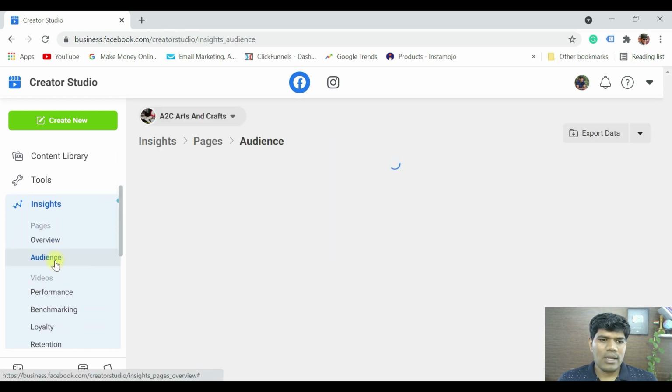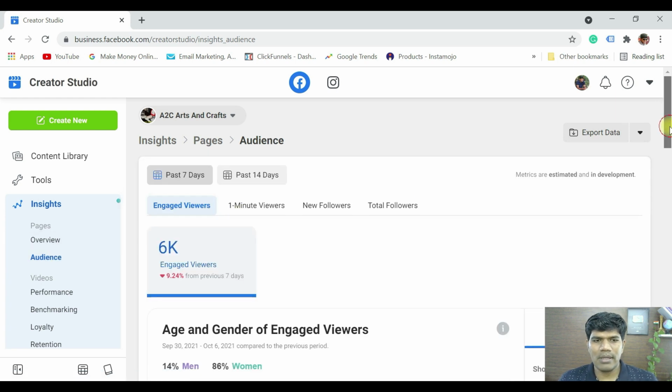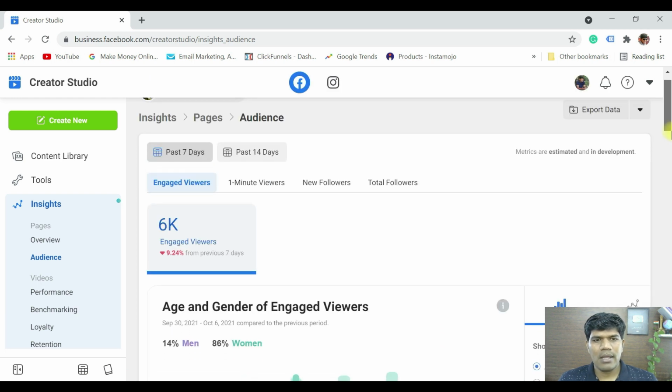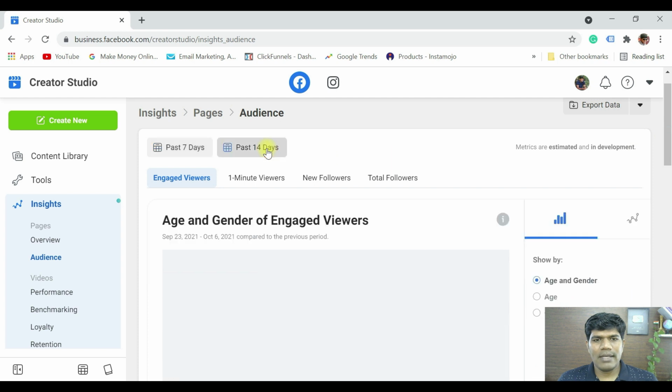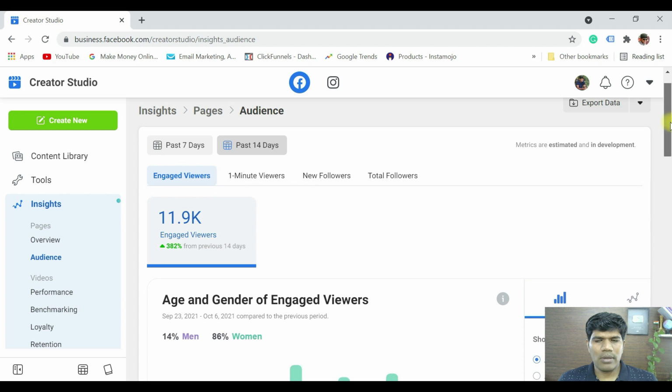Let's go to audience. Now this is again one of the most important metrics for you to understand, so that you know who your audience are and how they have been engaging on your page, right? So let me quickly get the data for the past 14 days so that we have more data to analyze. 11,000 plus engaged viewers for this page.